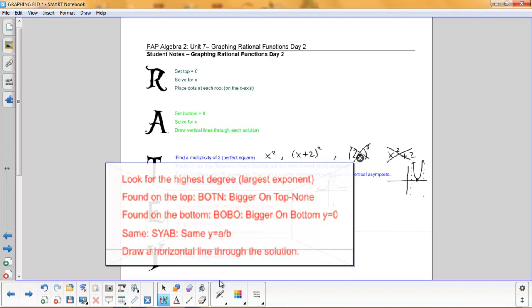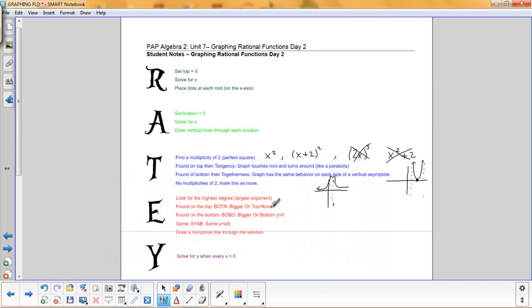Now, with bigger on top, we have something extra special that we've got to deal with, which is why we spent so much time with long and synthetic division. So if it's bigger on top, we're going to have to do long division to find the oblique asymptote, or slant asymptote.